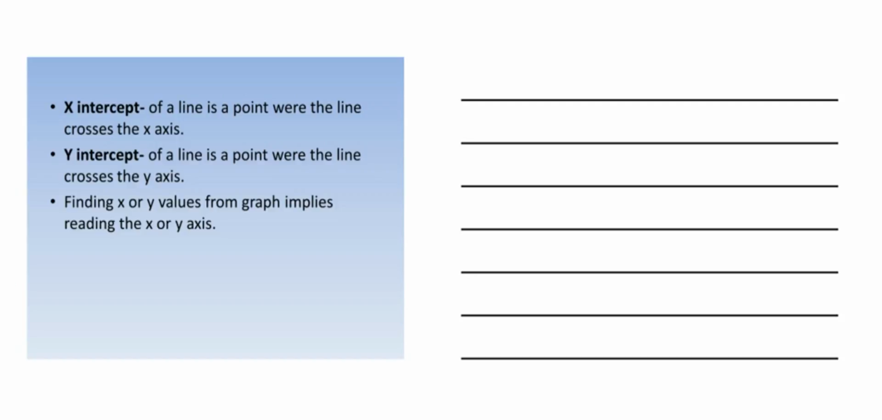The x-intercept of a line is a point where the line crosses the x-axis. The y-intercept of a line is the point where the line crosses the y-axis. Finding x or y values from a graph implies reading the x or y-axis. So in many cases we can assume it's very straightforward.